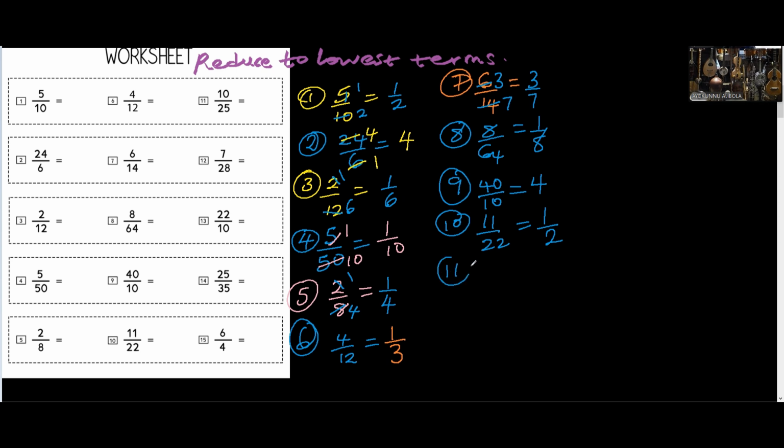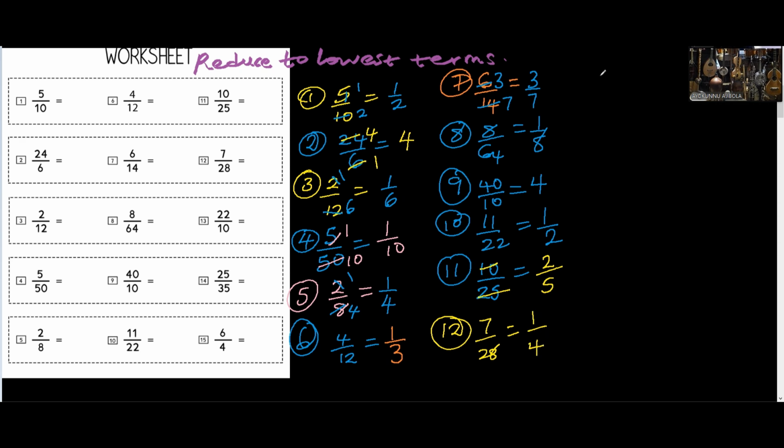Then that's number 10. So number 11, we have 10 over 25. The number that can factor this is 5, right? So 5 here is 2 and 5 here is 5. So that is 2 over 5, okay? Then number 12, we have 7 over 28. So the number that can factor them is 7. 7 in 7 is 1, and 7 in 28 is 4.